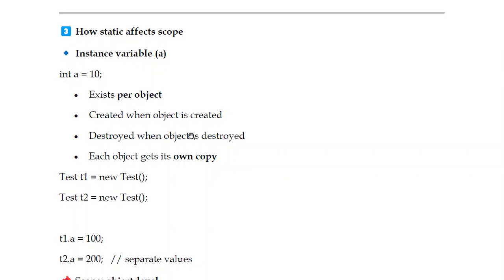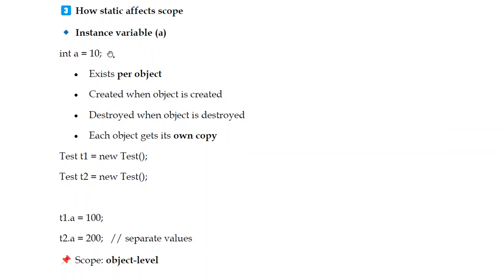So here I'll tell you how static affects scope, not access. Access we already discussed. There is no relationship between the non-access modifier static and access. But what about scope? Yes, static affects scope. Example, instance variable, I'm giving a equal 10, exists per object. Say you are creating five objects. Per object, one time memory will be allocated, so five times a will get memory.